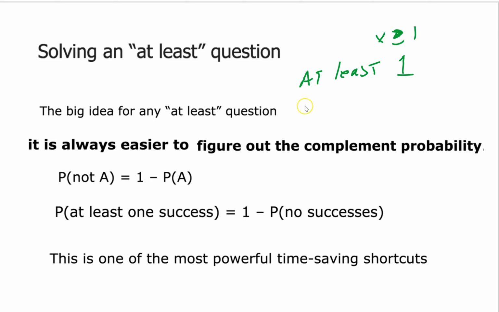Right? Now, what's the complement of that? What's the opposite of that? None. Right? If you want at least one, the complement is none. So that's what it says right here. Probability of A prime, which we know is 1 minus the probability of A. Probability of at least one, well, the opposite of that, it's 1 minus probability of none of them.